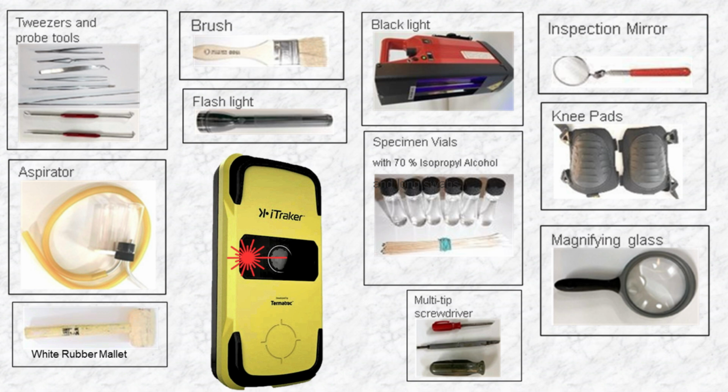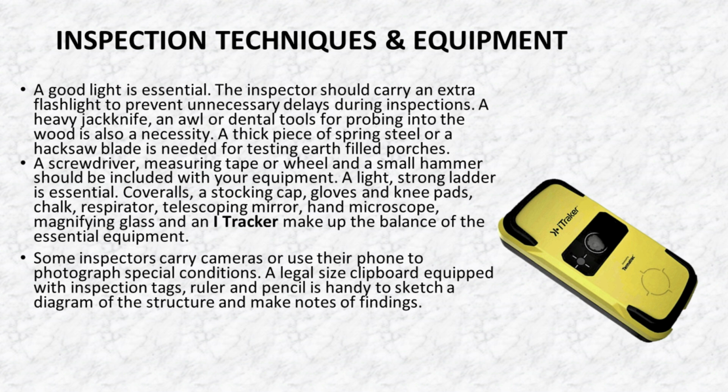Now obviously you could use things like an aspirator, a white rubber mallet. Specimen vials can be good just to collect any insects you may find. Knee pads are a good idea because they protect you when you're crawling in crawl spaces and areas like that. Screwdrivers and a magnifying glass. And of course a Termatrack eye tracker we really like because there's a lot of functions that can help you do a great inspection. Inspection techniques and equipment.